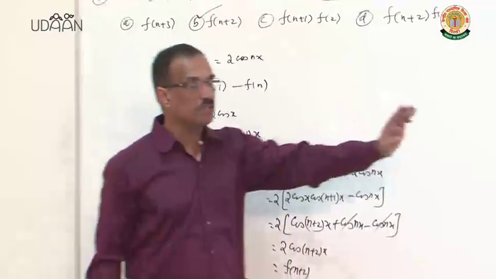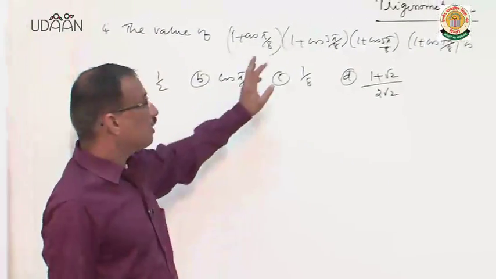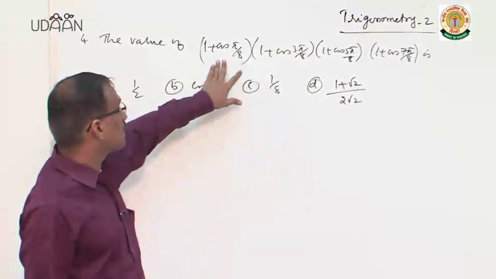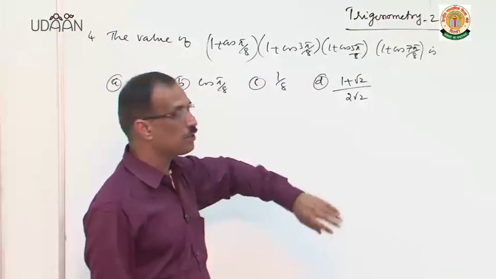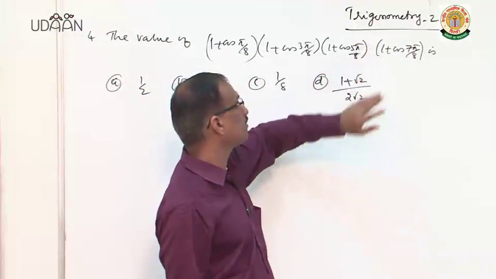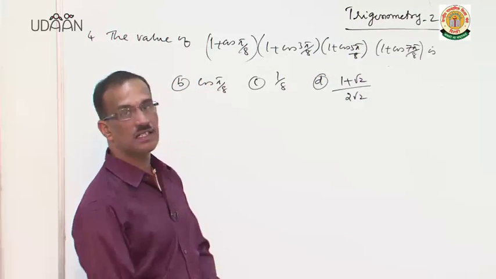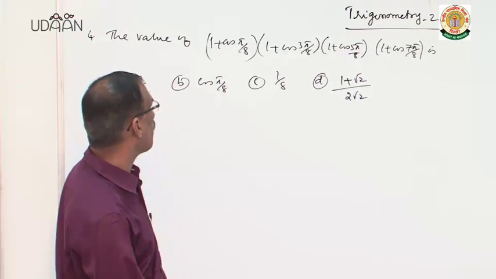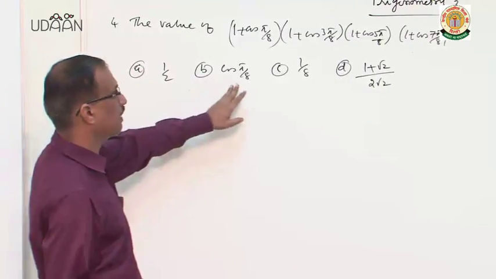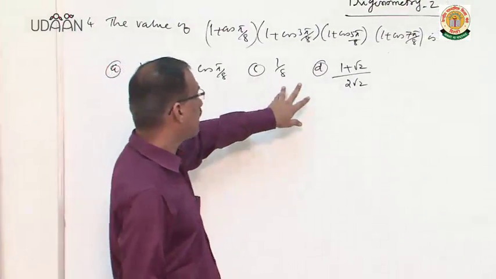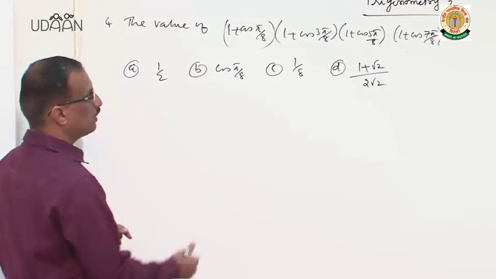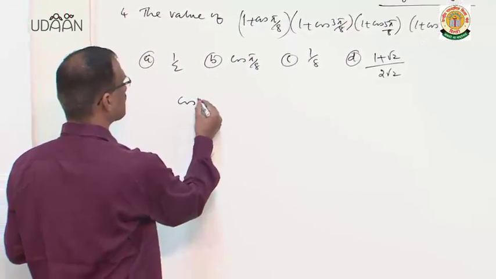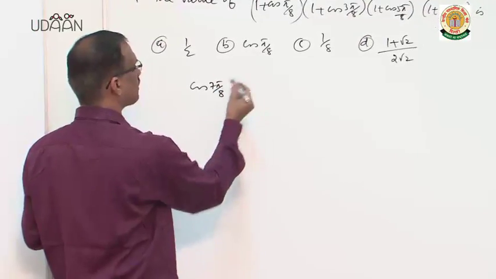Now, let us move into the next question. The value of 1 plus cos pi by 8 into 1 plus cos 3 pi by 8 into 1 plus cos 5 pi by 8 into 1 plus cos 7 pi by 8 is what? It may be half, it may be cos pi by 8, or 1 by 8, or 1 plus root 2 by 2 root 2.